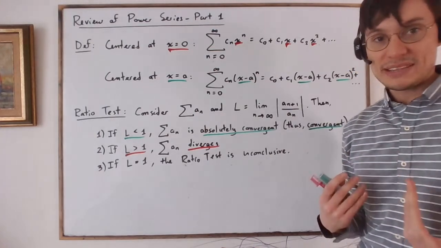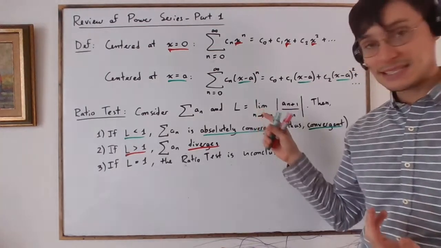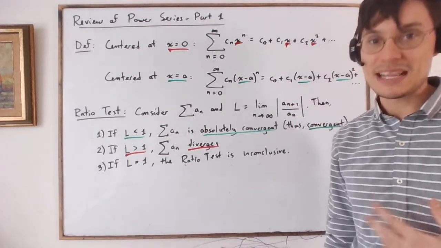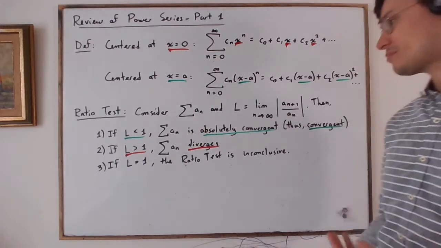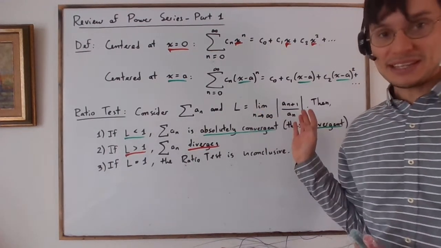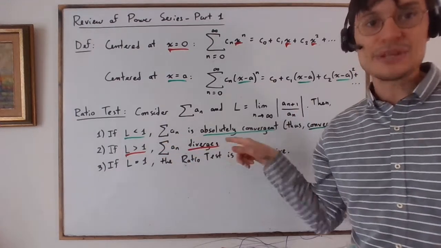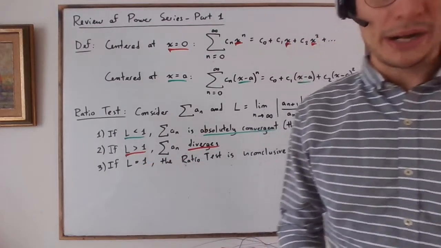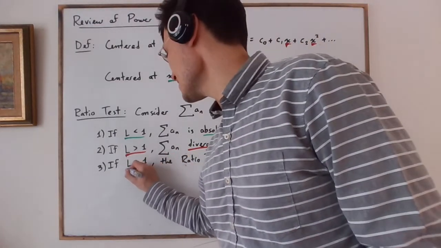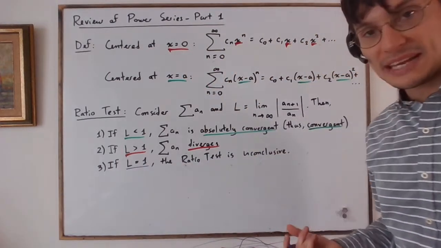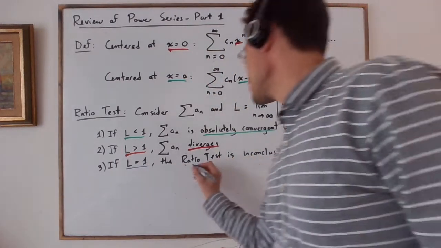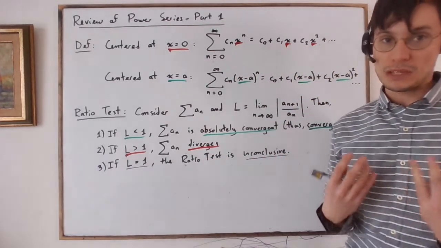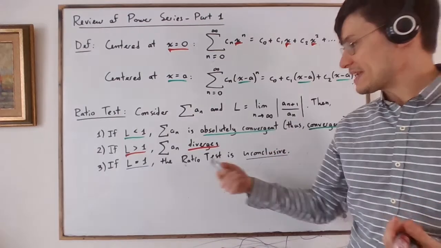Now, I want to point out that it's possible that this limit exists. It's possible that this limit doesn't exist. And it's also possible that this limit is infinite. Okay? So if the limit is infinite, you are in this case, the series diverges. Now, if L is equal to 1, or if the limit simply doesn't exist, then you cannot conclude anything. So the ratio test is inconclusive. And we will see what we will have to do when we get to that conclusion.